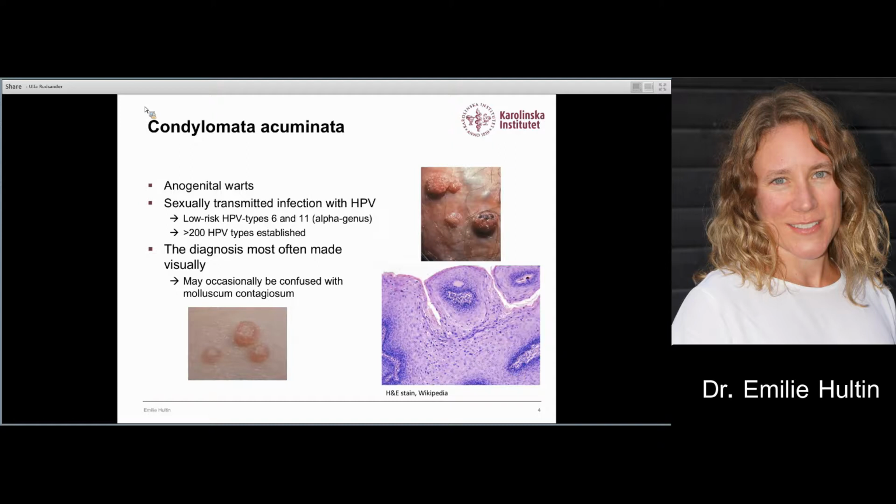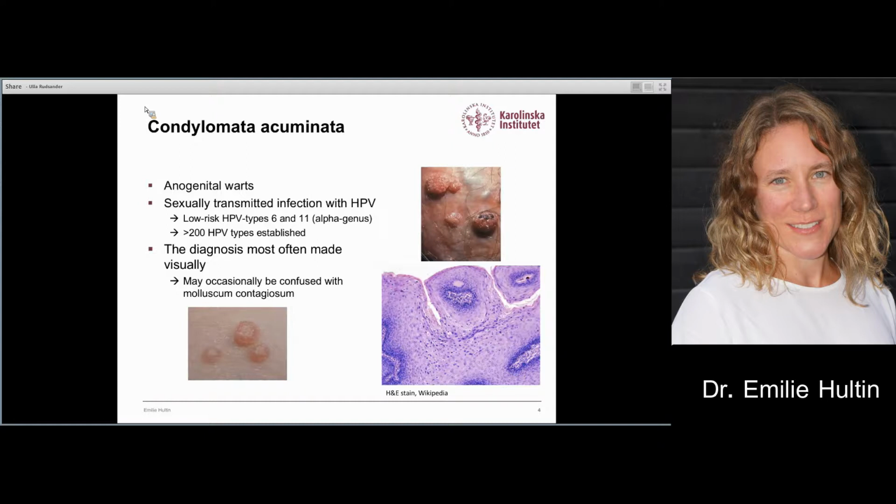Usually, condyloma is diagnosed visually, and it may occasionally be confused with molluscum, which you see here on the bottom of the slide, compared to the upper part where you see condyloma warts.